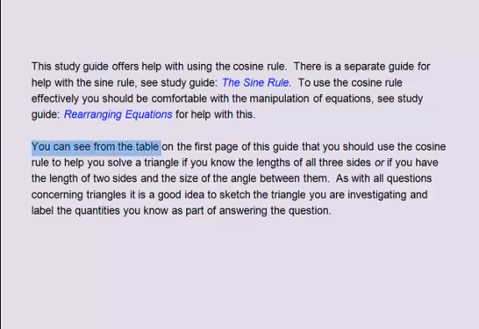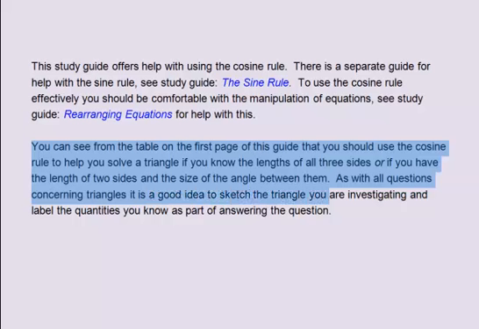You can see from the table on the first page of this guide that you should use the cosine rule to help you solve a triangle if you know the lengths of all three sides, or if you have the length of two sides and the size of the angle between them. As with all questions concerning triangles, it is a good idea to sketch the triangle you are investigating and label the quantities you know as part of answering the question.